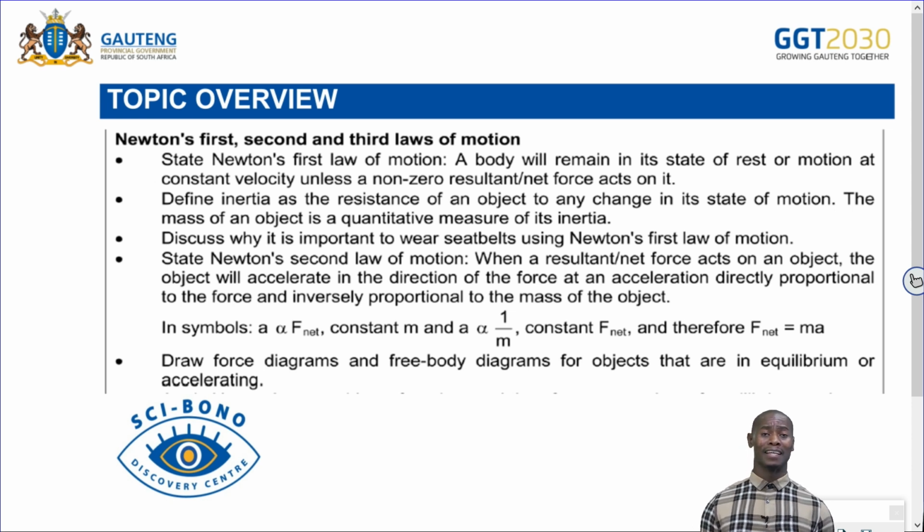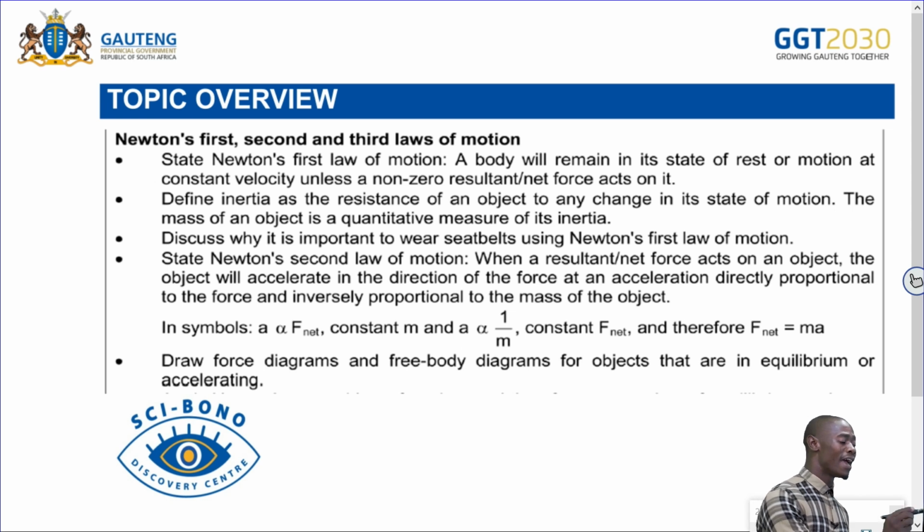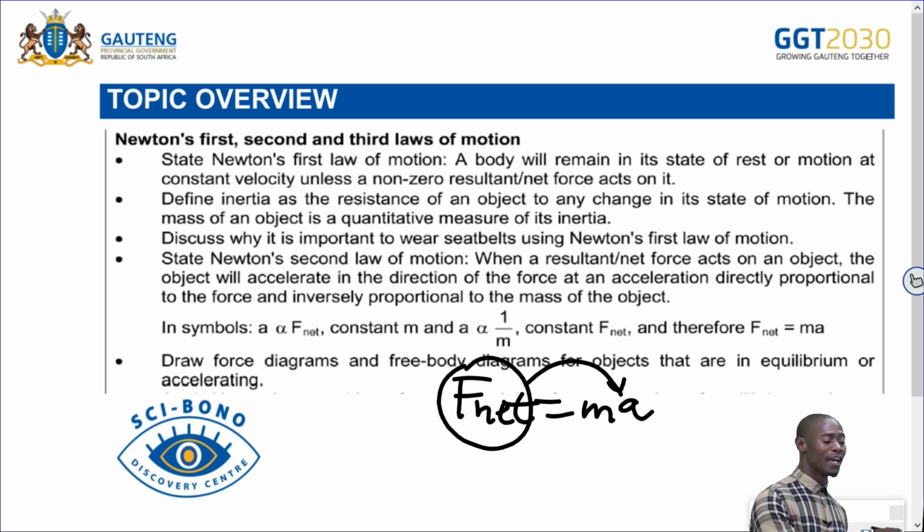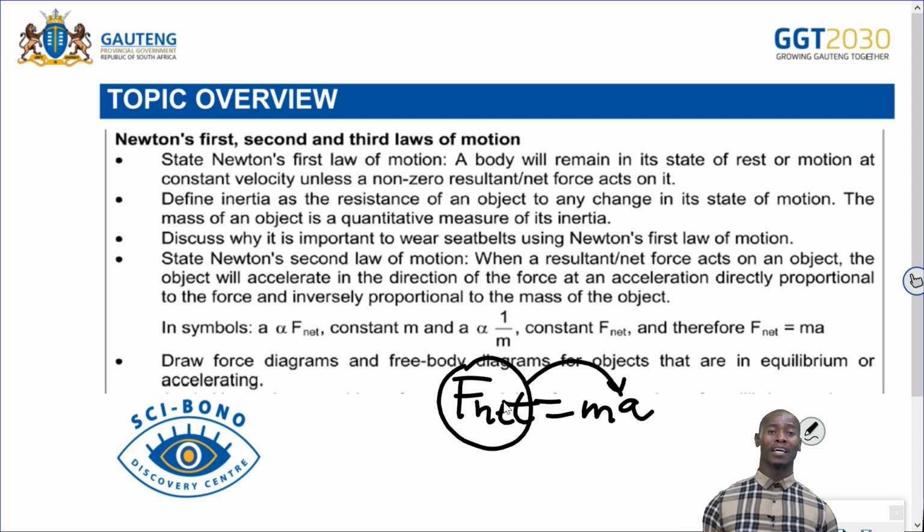So please, learners, be careful again when it comes to this part of acceleration. It is the acceleration that is directly proportional to the force, not the net force. All right, so in most cases, we'll find learners using F net equals to what? Yes, ma, right? Then they'll say net force is directly proportional to acceleration and inversely proportional to mass. So that is not actually correct, okay? So we need to make sure that we state it correctly. It is acceleration that is directly proportional to the force.